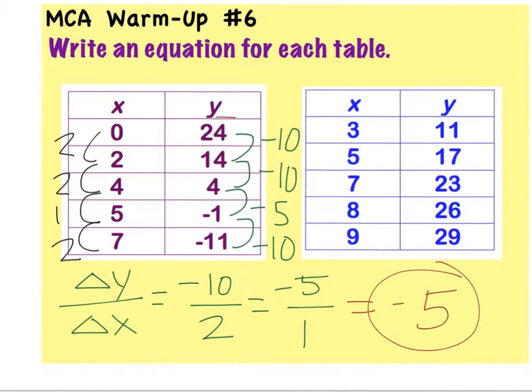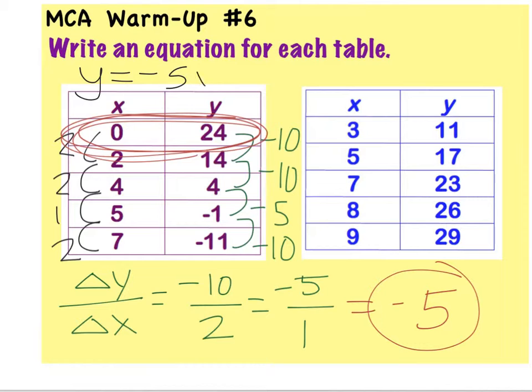And then the y-intercept is actually given right in the table. Remember, the y-intercept is the y value when x is equal to 0. So we have our slope and our y-intercept, so we can write an equation: y equals negative 5x plus 24.